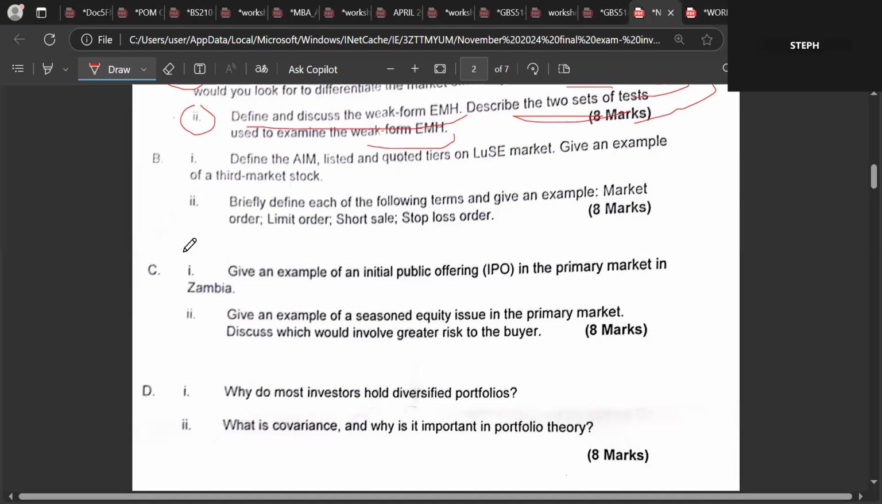Okay. All right. Now, part 2 says briefly define the following terms. Market order. What is a market order? Help me out with this. Give it a try. What is a market order, limit order, short sale, stop loss order? How would you define each of them in your own words?